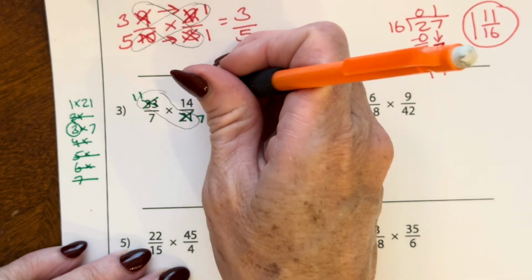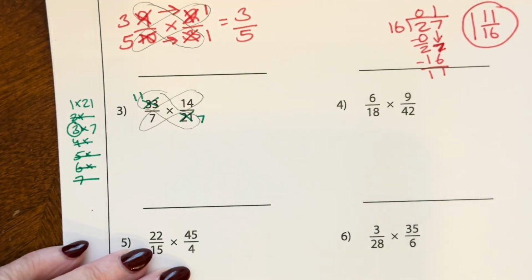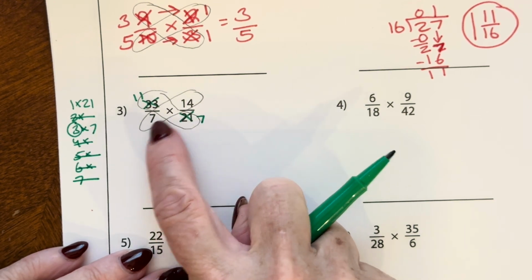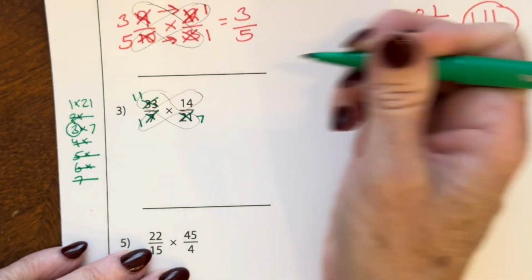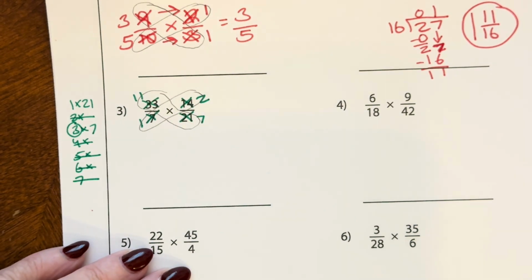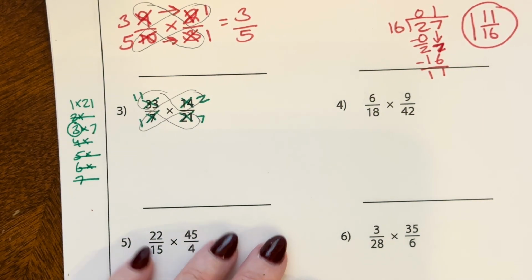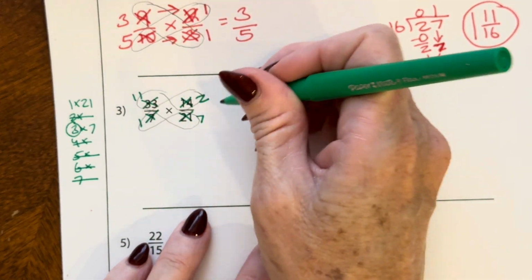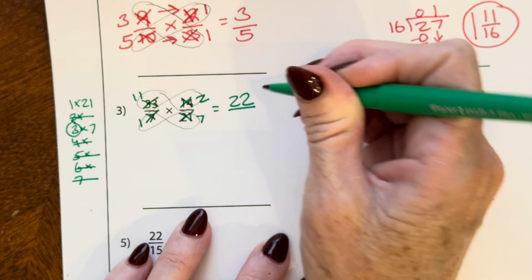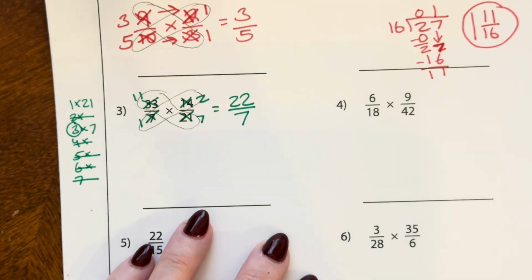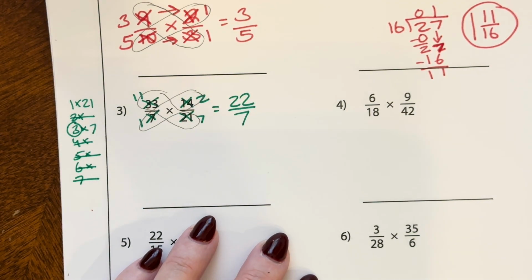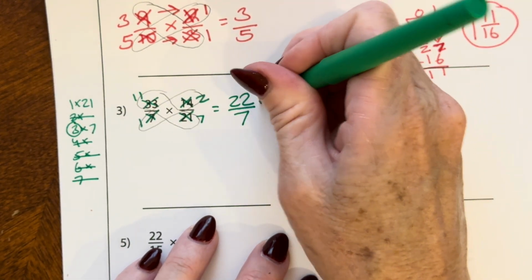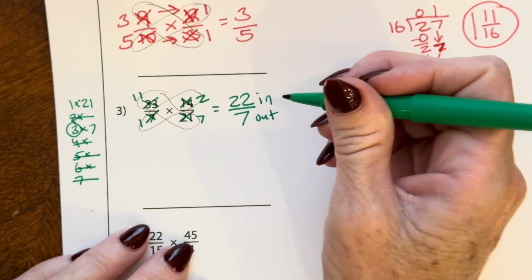Okay, let's look here. This one we might just be able to see it. So this one I can see that 7 is going to be my GCF, because 7 times 1 is 7 and 7 times 2. So now we've made our problem a lot simpler before we multiply straight across. So 11 times 2 is 22, and 1 times 7 is 7. And now, because this is a greater than 1 fraction, because my numerator is greater than my denominator, let's use in and out.